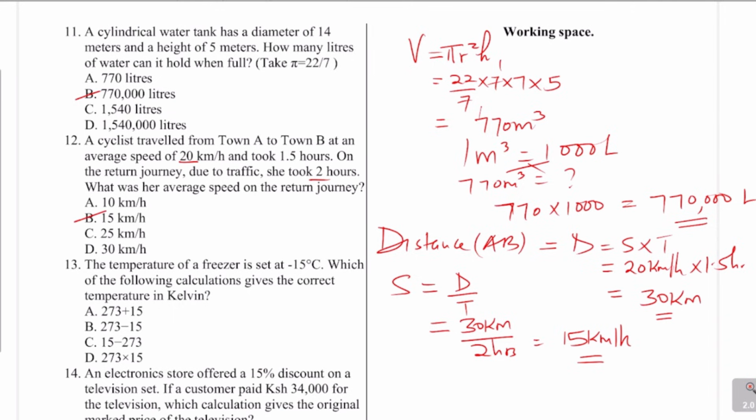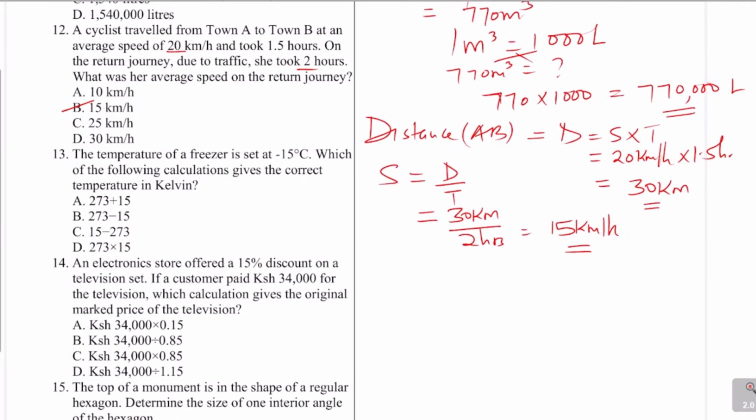Question 13. The temperature of a freezer is set at -15 degrees centigrade. Which of the following calculations give the correct temperature in Kelvin? So in simple terms, you're required to convert the degrees centigrade or Celsius to Kelvin. And how do you do that?